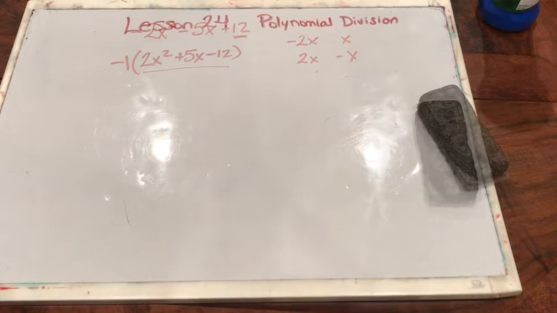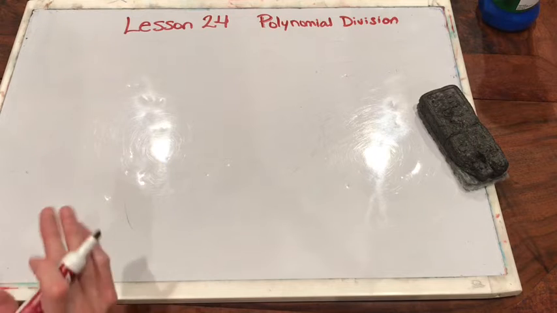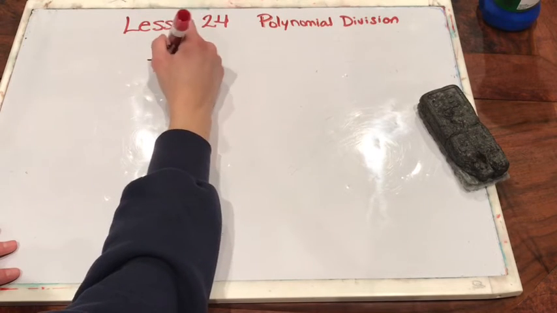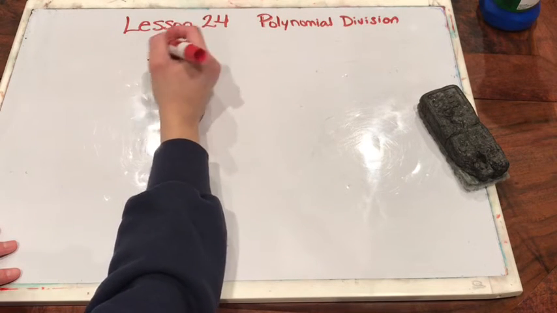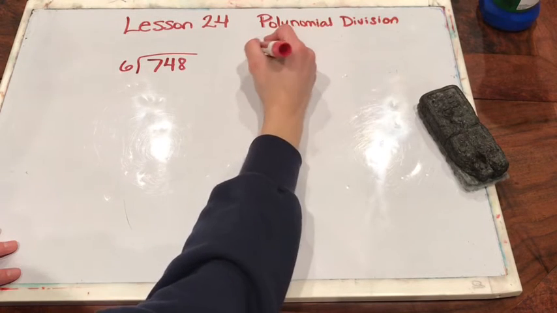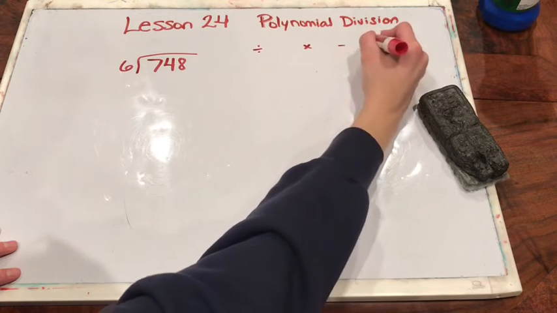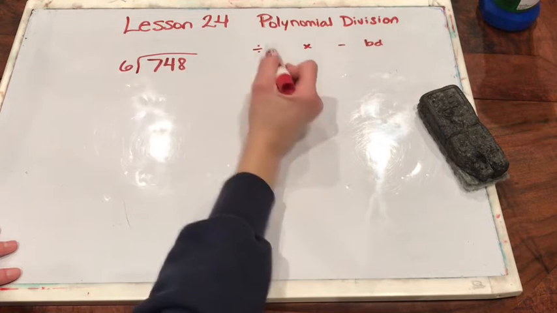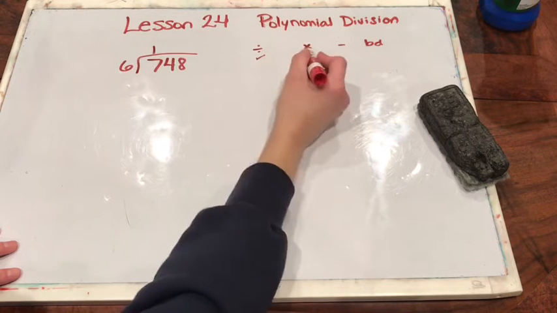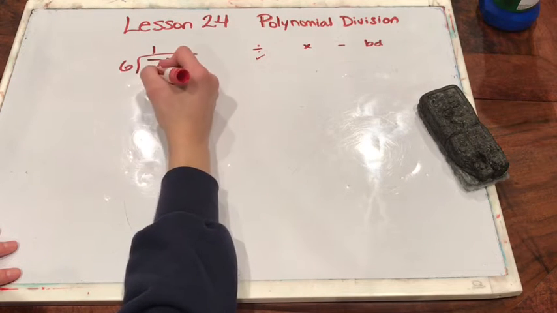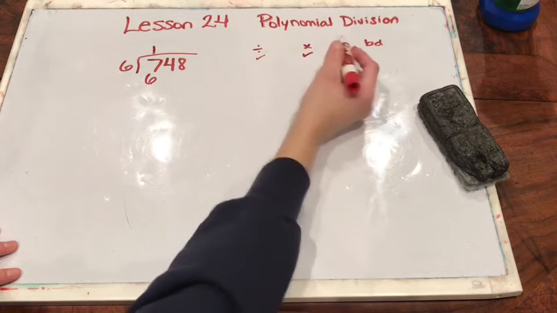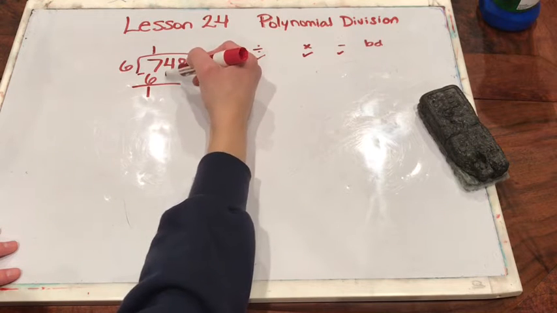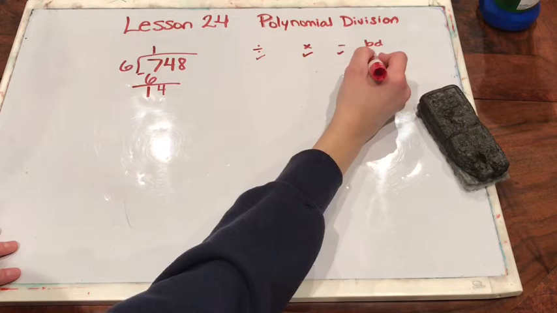Okay, now we're looking at lesson 24. This is polynomial division. So what I want to start with is, how do we normally divide something? If we had 748 and we were dividing by 6, and now I'm going to write up here, we divide, we multiply, we subtract, and we bring down. So we first look at how many times does 6 go into 7. That's our division. It goes in 1 time. Now we're going to go 1 times 6 is 6. That's our multiplication. Then we subtract right here to see how many is left over, and then we bring this 4 down.